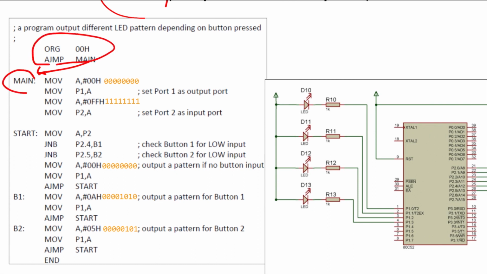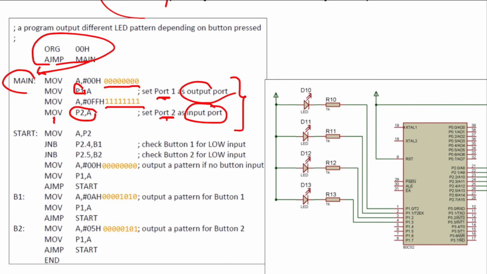We first jump to the main marker over here, and then we set port 1 to 00000000, which means setting port 1 as the output port. We also set port 2 to 1111 1111, which means setting port 2 as an input port. These are simple rules in assembly for setting port 1 and port 2 as the output port and input port. Now let's move down the program and start.